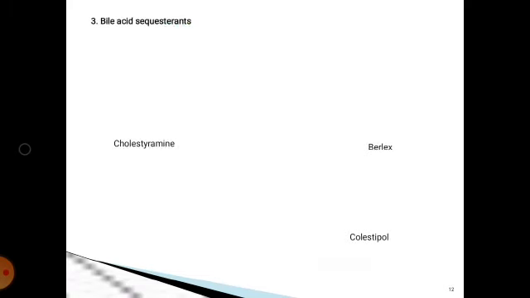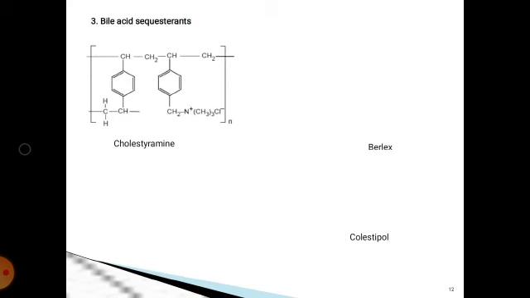Coming to the third class, that is bile acid sequestrants. These are the examples of the drugs belonging to the class of bile acid sequestrants. This is the structure for cholestipol. This is the structure for Welchol, and this is the structure for cholestyramine.